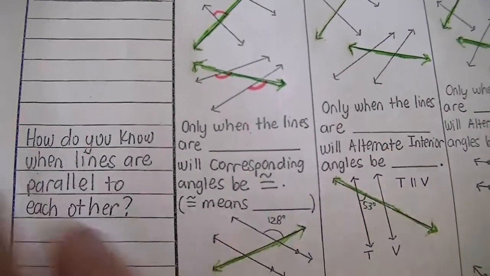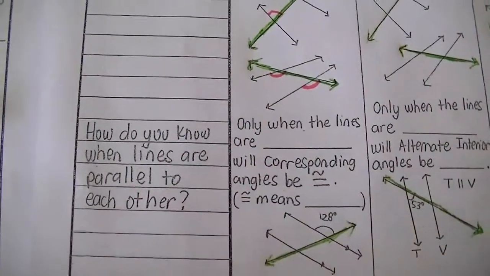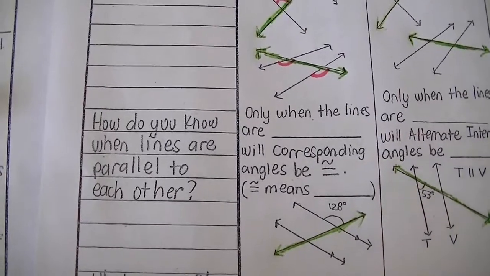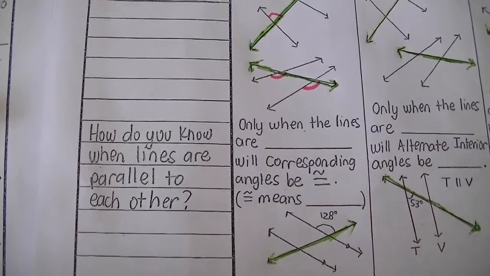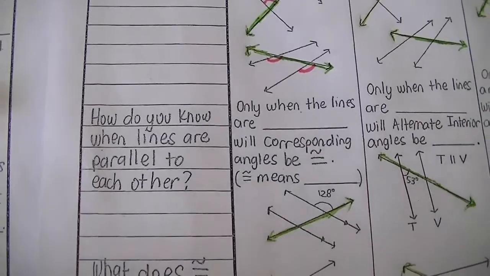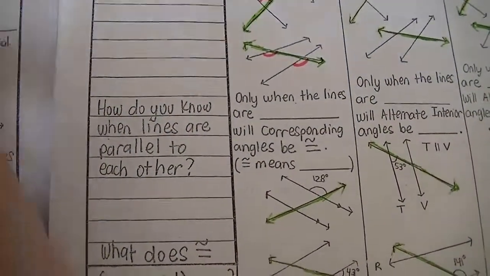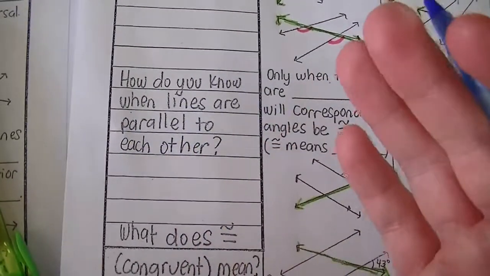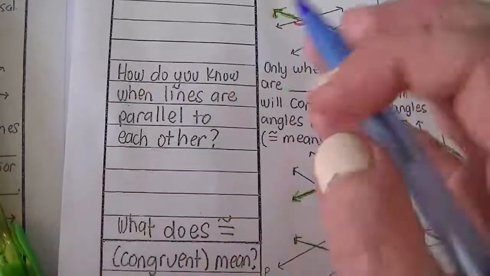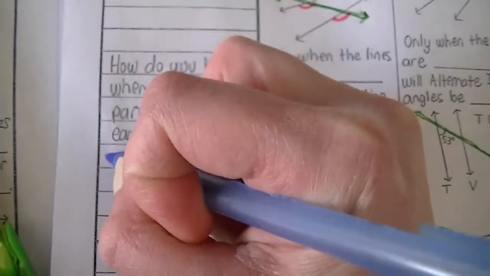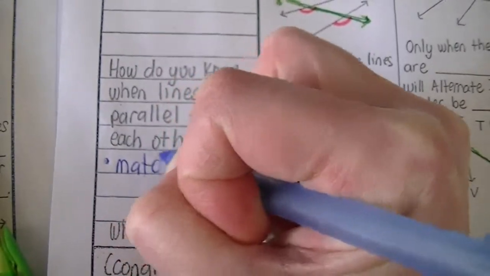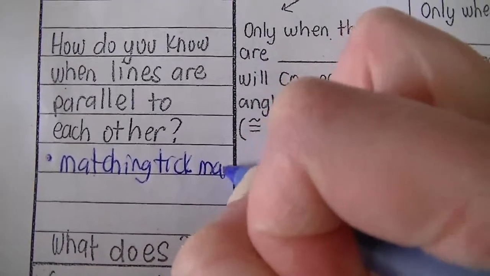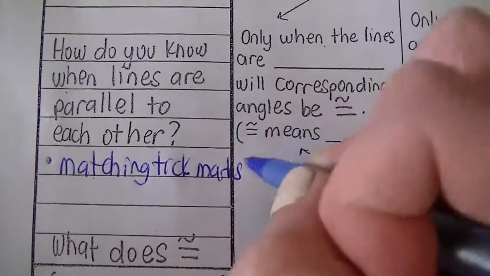But before we get into that, I want us to answer this little question right here, because you need to know that before we move on. How do you know when lines are parallel to each other? Well, this is how we would know. If lines are parallel to each other, you know, parallel means they will never, ever cross. They're going to have matching tick marks or dashes.